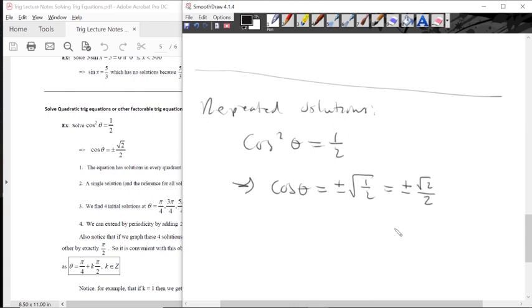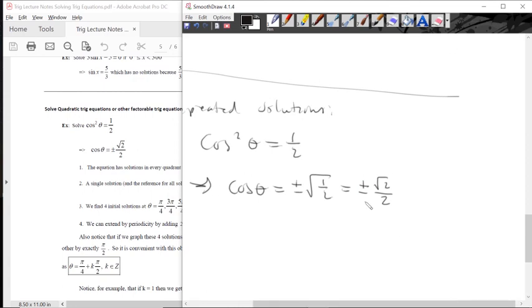Very common number for us to get as an output in trigonometry. Now cosine theta is equal to plus or minus root 2 over 2. That means we have 2 basic trigonometric equations to consider. The cosine of theta is equal to the square root of 2 over 2 is one of them, and the cosine of theta is equal to negative the square root of 2 over 2 is the other equation. All right, so we have first, if the cosine theta is equal to positive root 2 over 2.